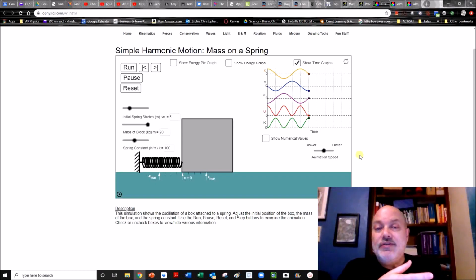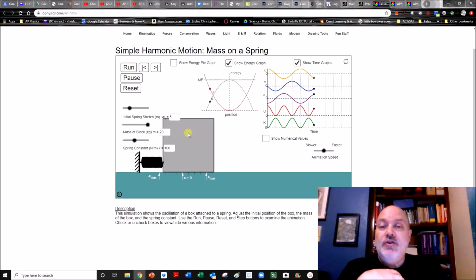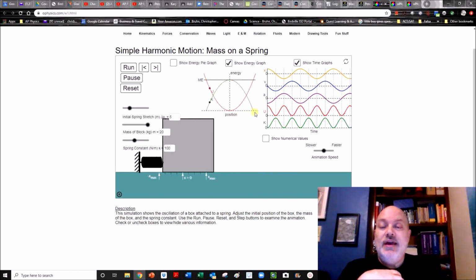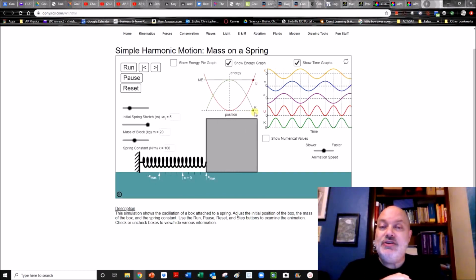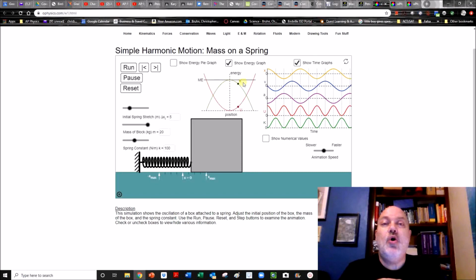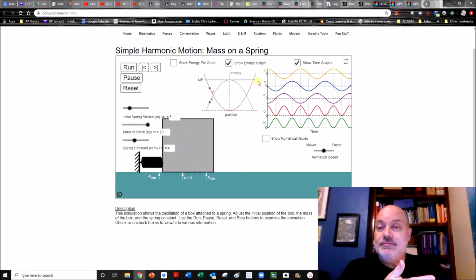Another way to look at these energy graphs is if we look at them relative to position. So you can see that as we oscillate from our maximum to minimum positions, our potential and kinetic energies oscillate back and forth from maximum to minimum, but they always add up to the same total maximum amount of mechanical energy, as long as there's no friction.